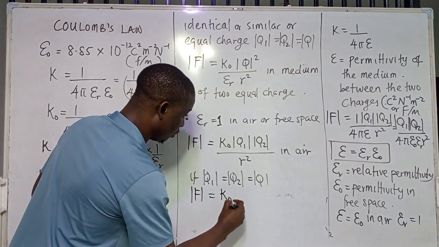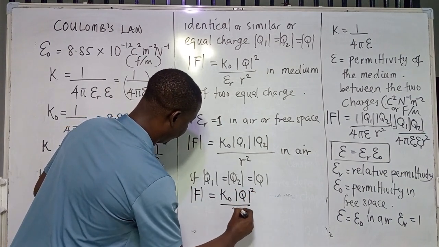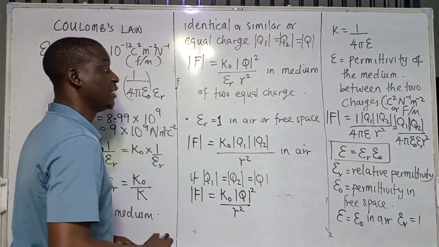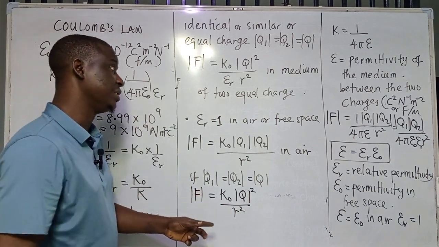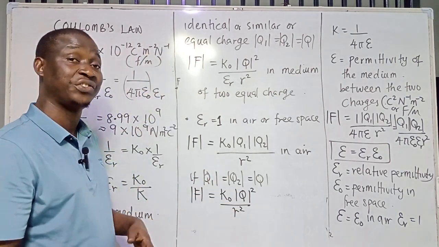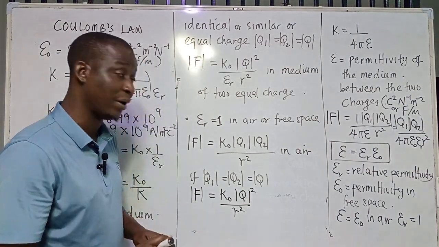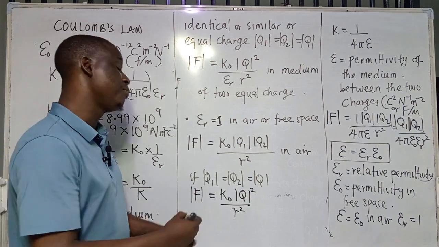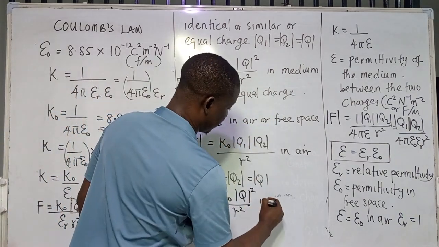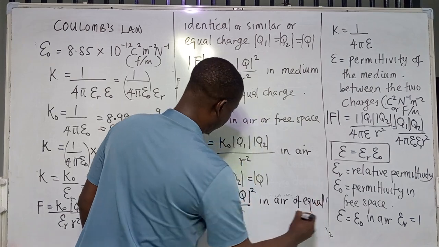K naught Q squared all divided by r squared. So don't forget r must be measured in meters, Q1 and Q2 in coulombs, and force is in newtons. Don't forget that. So that is what we are going to have. Then for this one, if you want to make, let's say, this one in air of equal charges.